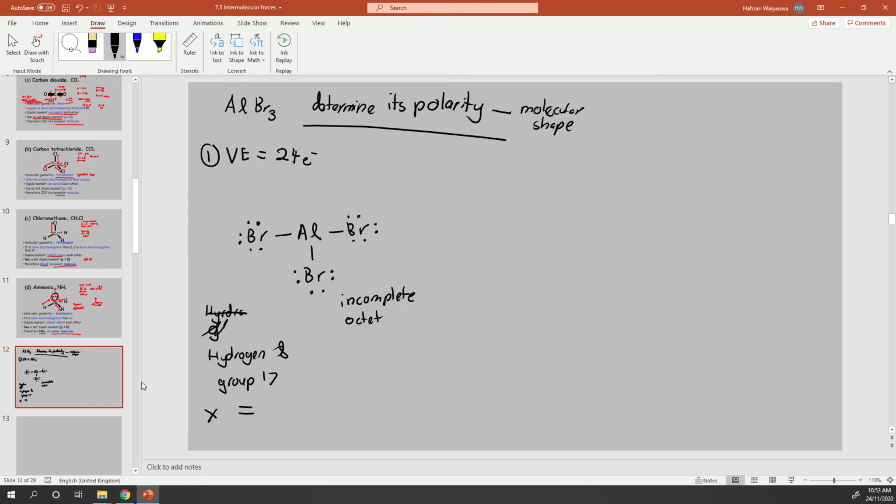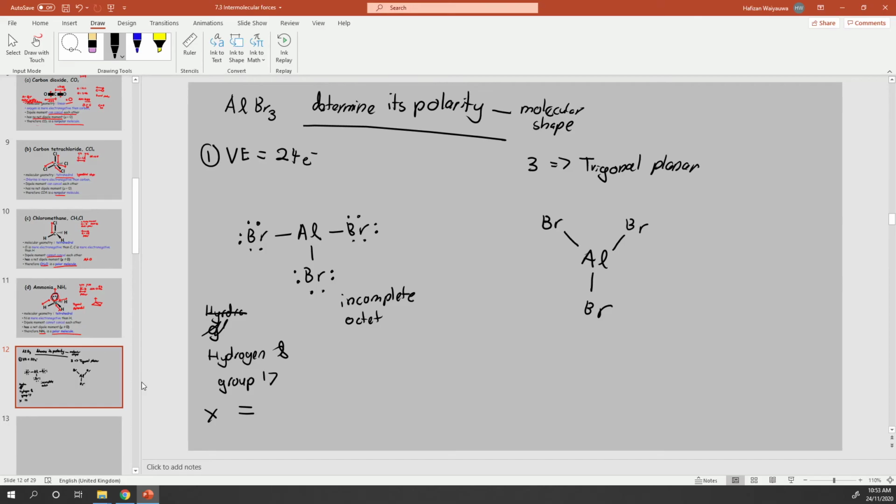Right. So, nak tahu molecular geometry dia, molecular shape, kita tengok central atom only and berapa pair yang dia ada. So, 1, 2, 3. 3. So, kalau 3 dia kita dapat apa? Trigonal planar. Yes. Trigonal planar. So, cara nak lukis aluminium dekat tengah, kita lukis dulu the central atom. And then buat Y. And then kita lukis bromine, bromine, and bromine. So, kita dah tahu dia punya shape.